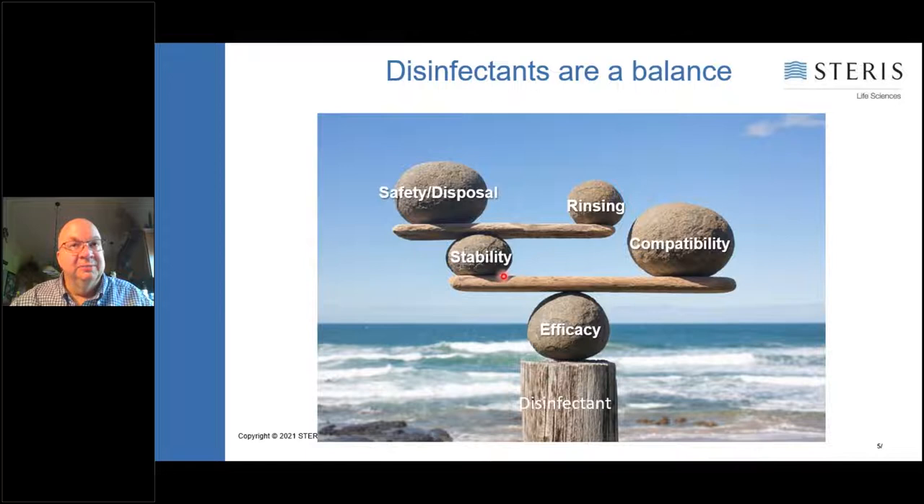Safety, is it safe for your operators to use? Is it safe for disposal to go down the drain, or do you have to neutralize it? What about rinsing and residues? Periodically you are going to need to rinse to remove residual buildup in the clean room.